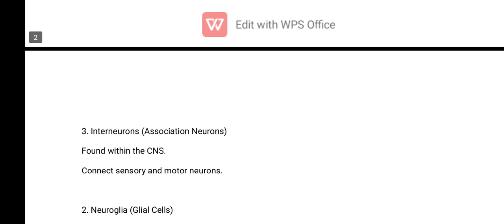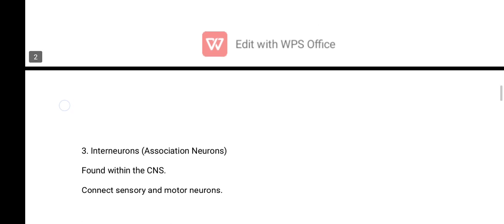Now the interneurons, also called the association neurons. These neurons are found within the central nervous system, and what they do is connect the sensory and the motor neurons. They are like an intermediary, the middleman between the sensory neurons and the motor neurons. So they help to connect the motor neurons and the sensory neurons. They are found within the central nervous system.